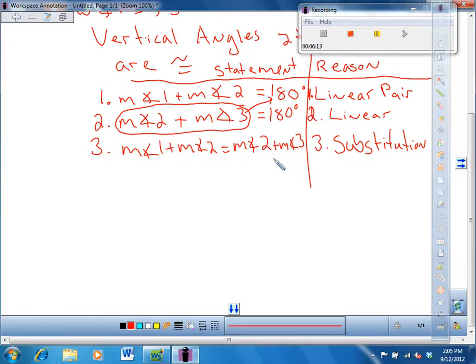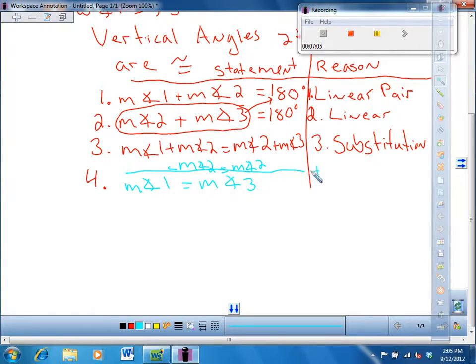Does anyone see something I could do algebraically to show that 1 is equal to 3? Here, Harry. What Harry said to do is subtract the measure of angle 2 from both sides, which I'm allowed to do algebraically. When I do that, I get the measure of angle 1 equals the measure of angle 3.